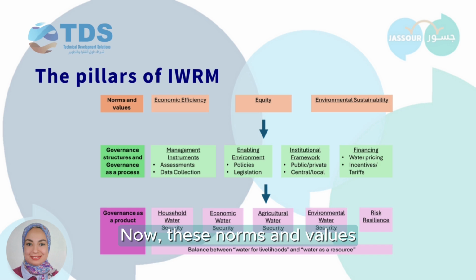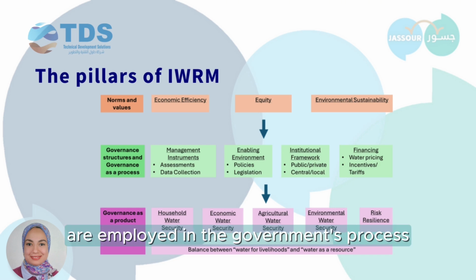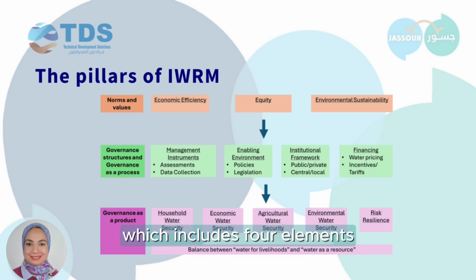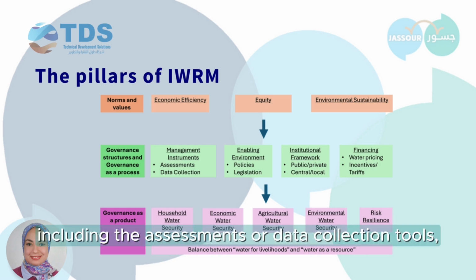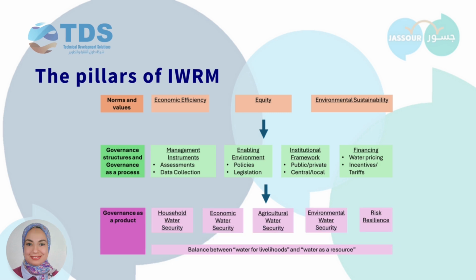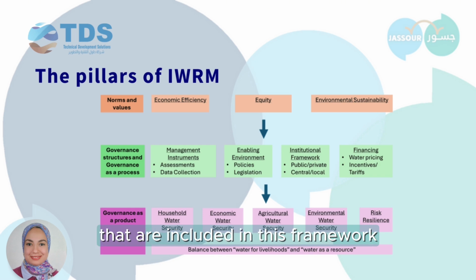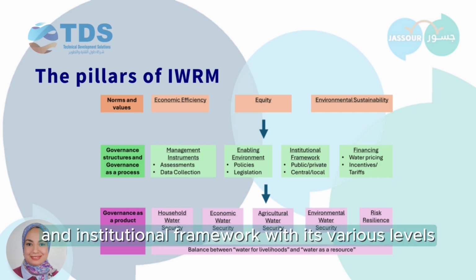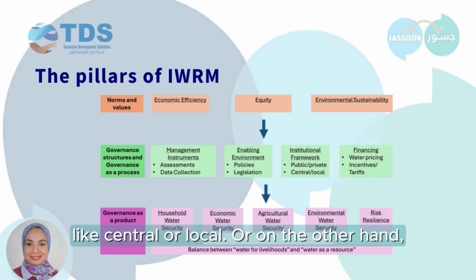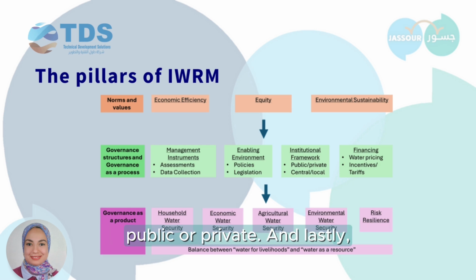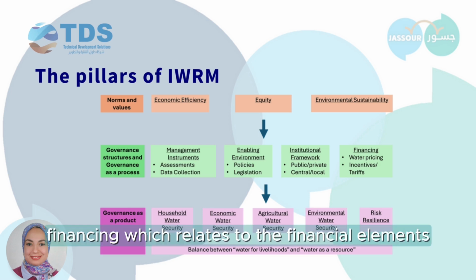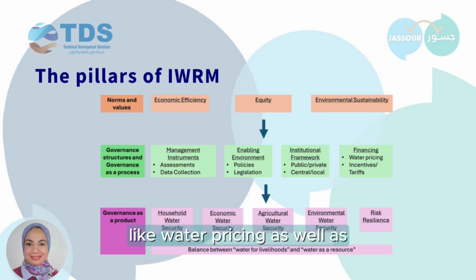Now, these norms and values are employed in the governance process, which includes four elements: management instruments, including the assessments or data collection tools; enabling environment related to the rules and policies that are included in this framework; and institutional framework with its various levels, like central or local, or on the other hand, public or private. And lastly, financing, which relates to the financial elements like water pricing, as well as the incentives or tariffs that can be enforced.